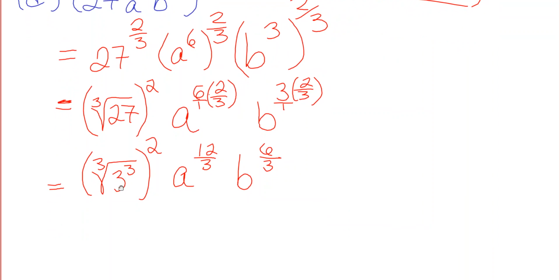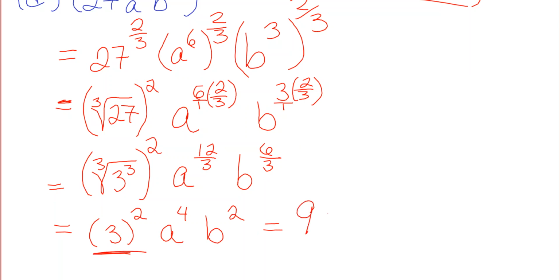The cube root of 3 cubed, that's way too many 3's. So if we remember that according to our rules from last time, that's just going to give me a 3 and it'll be squared. And then a, 12 divided by 3 is just a 4. B, 6 divided by 3 is just a 2. And then last but not leastly, I'm going to square this 3 and get 9. A to the 4th, b squared. Doesn't that one come out pretty? It's so nice. I love it.